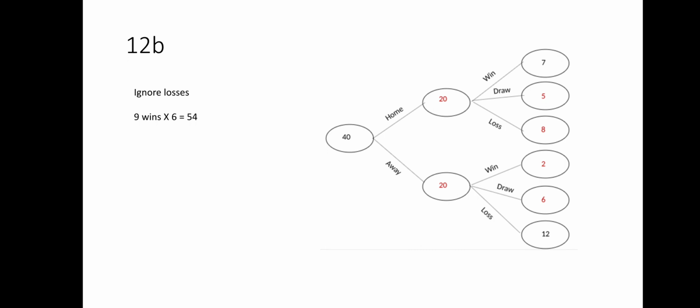So looking at the diagram, we can see that there were a total of 9 wins for both the home and away matches, and given that each win scores 6 points, then the subtotal is 54 points. And then focusing on draws, there were a total of 11 draws for both home and away matches, and given that each draw is 3 points, that would be 33 points. And then the total points will just be these 2 scores added up, which gives you 87 points in total.